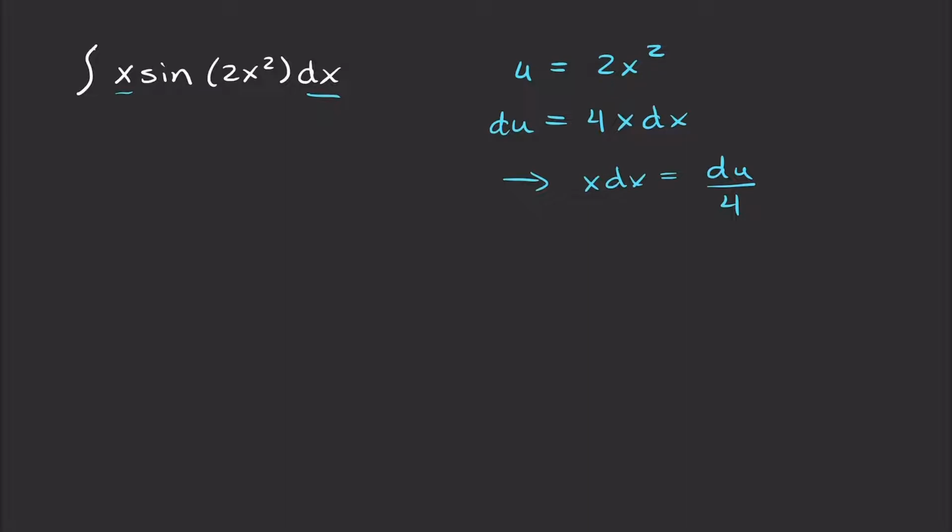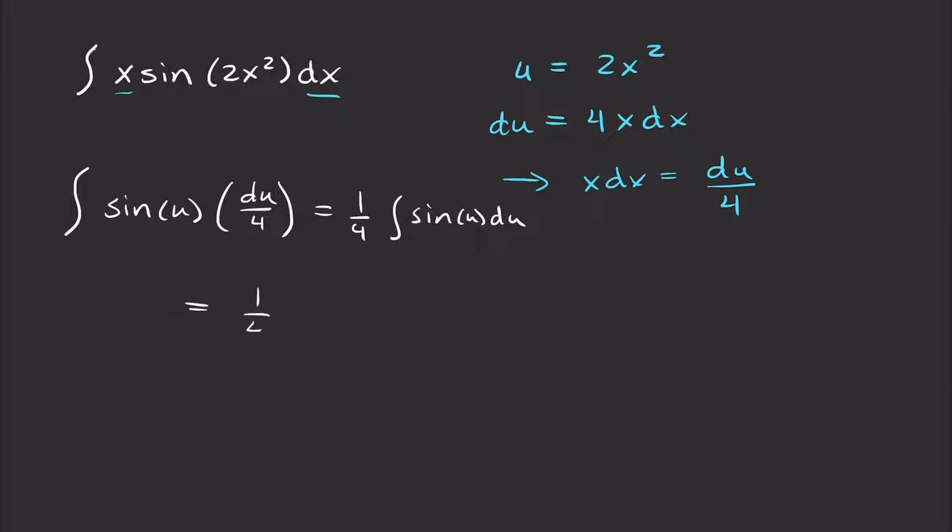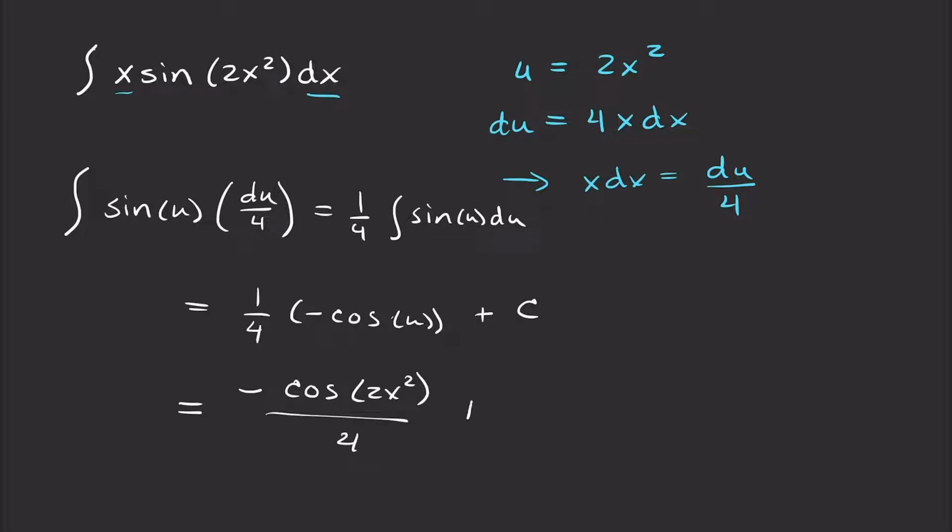And now we have everything we need to go in and substitute. So sine of 2x squared is going to become sine of u, and x dx we're going to replace with du over 4. And now this becomes 1/4 the integral of sine u du. The integral of sine is just minus cosine. So we get 1 over 4 times minus cosine of u plus our constant of integration, and now we can plug back in, so we get minus cosine of 2x squared, all over 4, plus c.